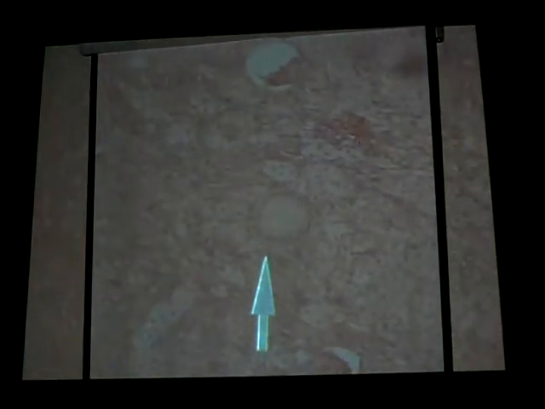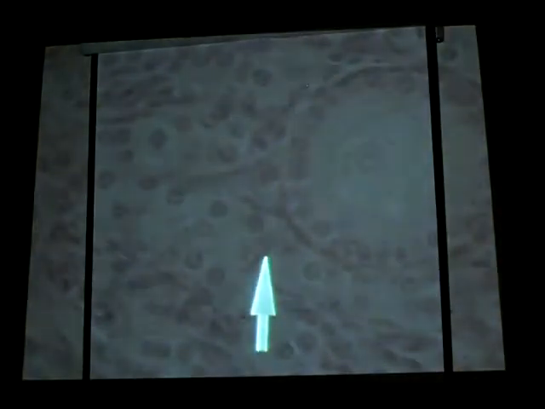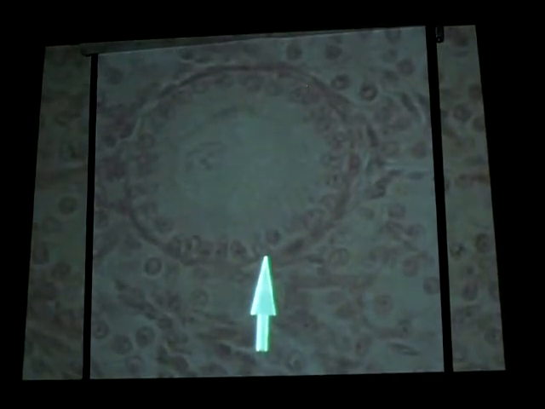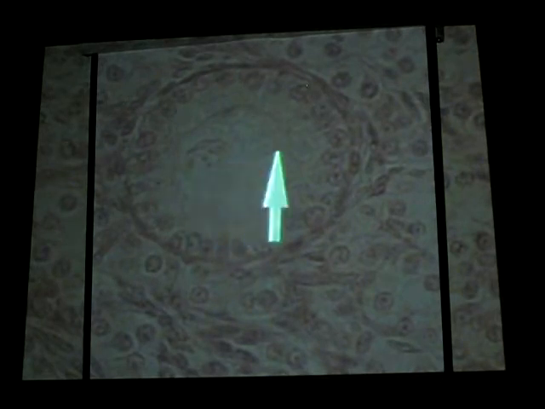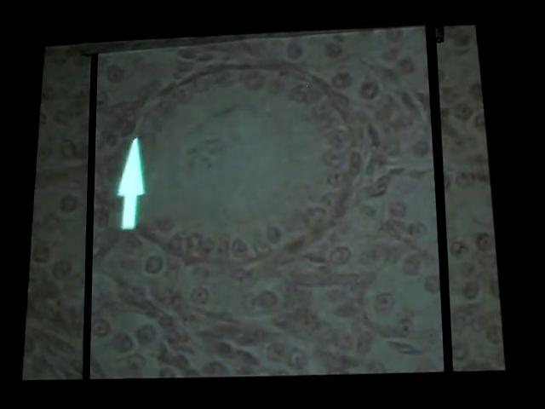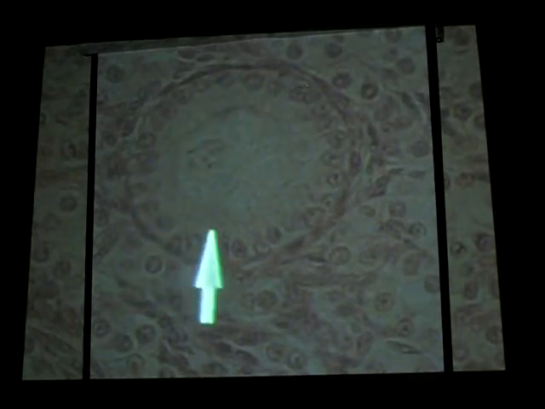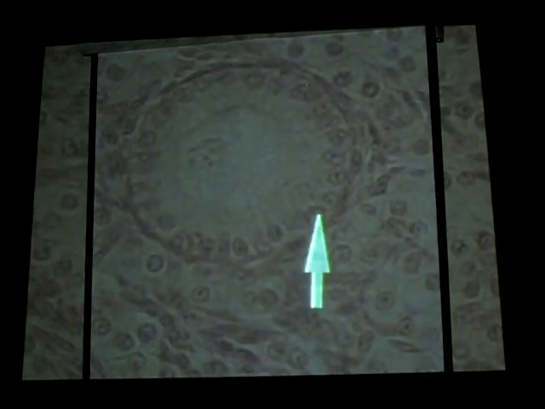Oh, here's a good primary. Alright, so this is a good primary. We have our primary oocyte here. We can see a little bit of the nucleus here, and then we have a single layer of granulosa cells surrounding the egg. So that would be a primary follicle.